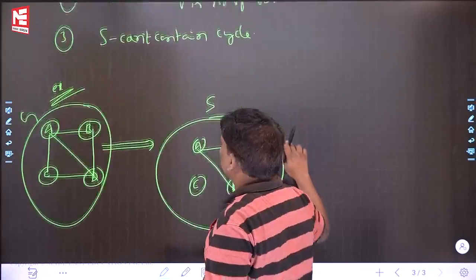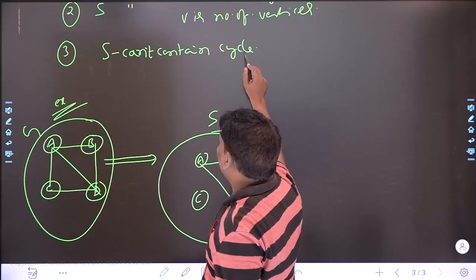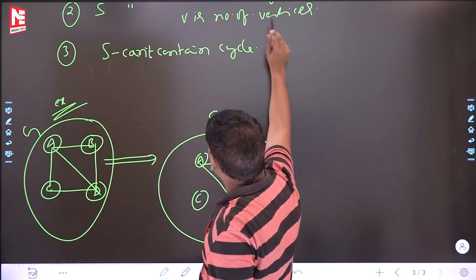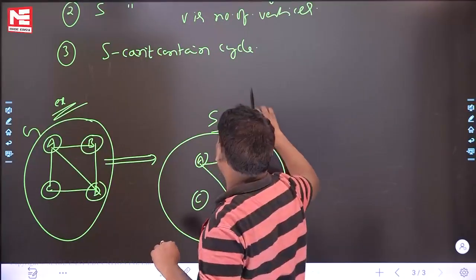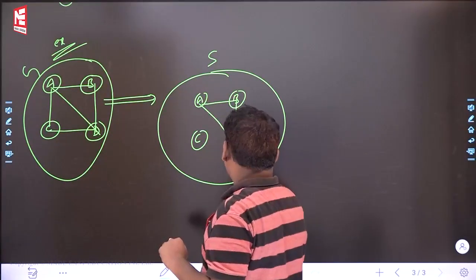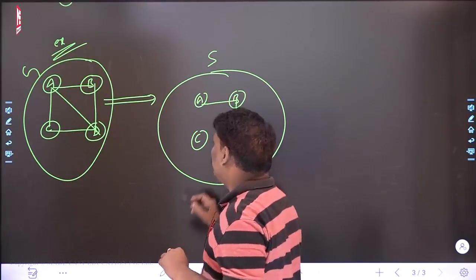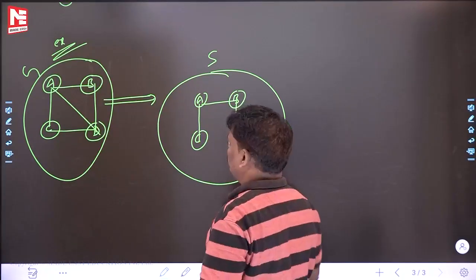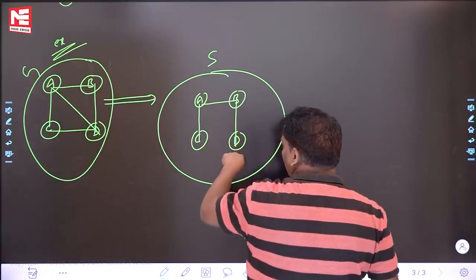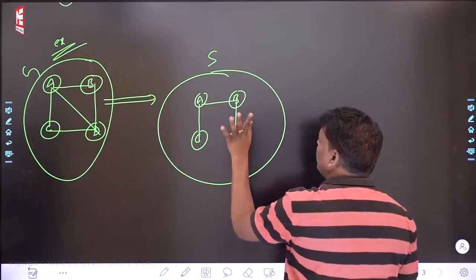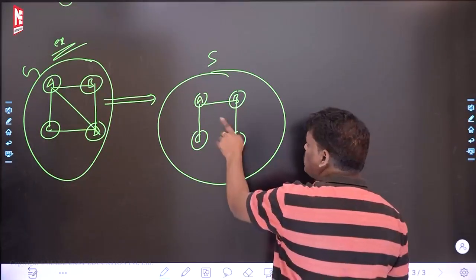But what is the third rule saying? S cannot contain a cycle. Please be careful. V minus 1 edges, okay, but with those V minus 1 edges, a cycle cannot be there. So what should I do now? I think this one maybe. All vertices are there, V minus 1 edges are there, and no cycle also. This is called a spanning tree.